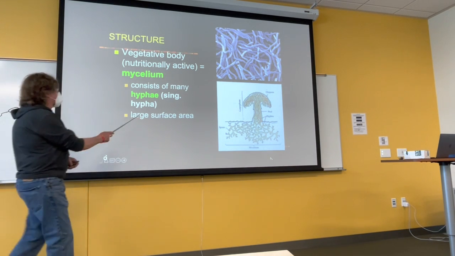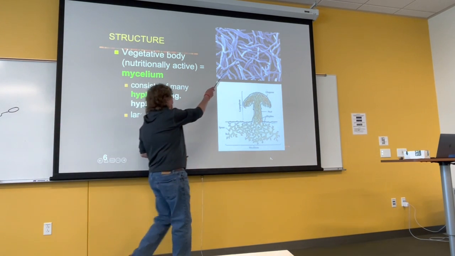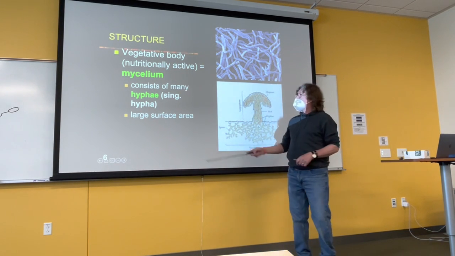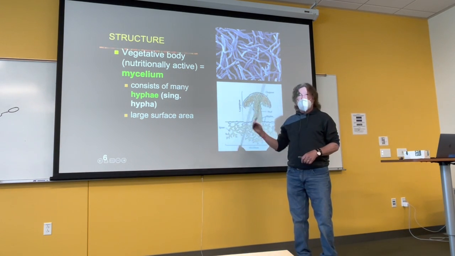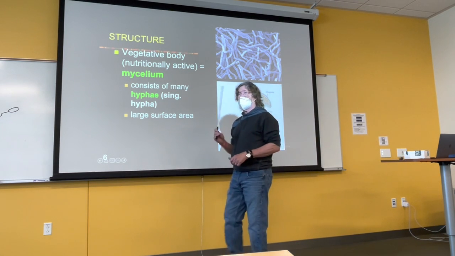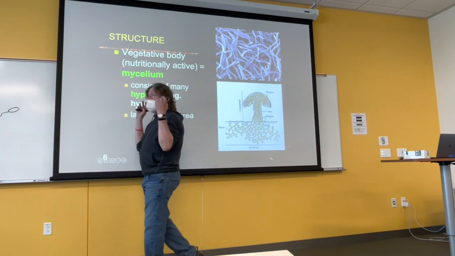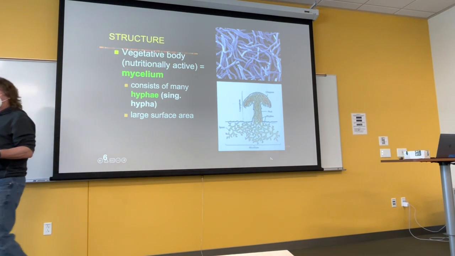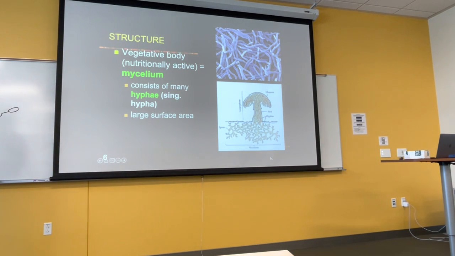So what is significant about this body form, all these little threads, is collectively all those threads have a large surface area. And when you consider how they get their nutrition, by secreting enzymes outside of their body, digesting the material around them, and then reabsorbing it in, large surface area is very important for rapid intake of material.